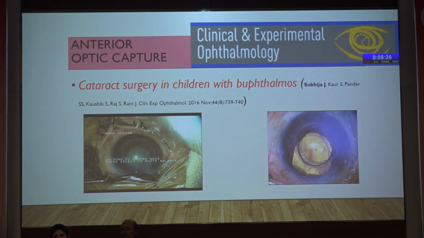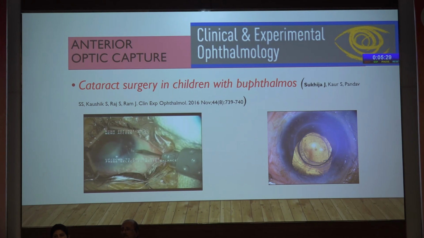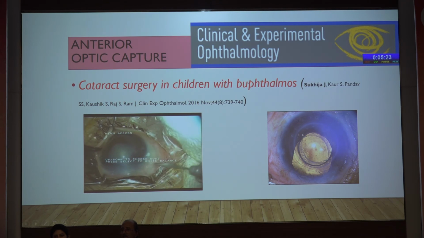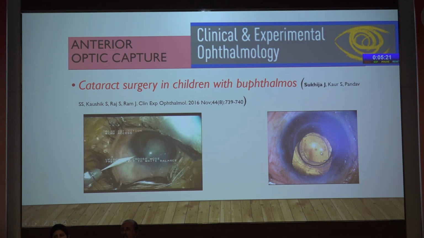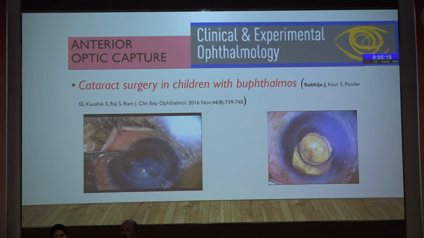There are scenarios where you would want to do an anterior optic capture also, like the one that I'm showing. Again, we published this, cataract surgery in children with buphthalmos, a series of patients where you have implanted the IOL anteriorly and captured it anteriorly. So this is a buphthalmic eye, again fraught with certain complications. You're doing an anterior capsular axis.